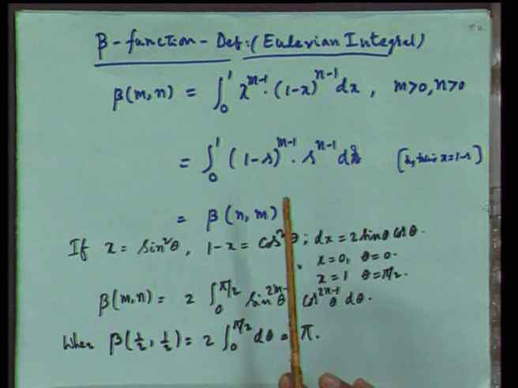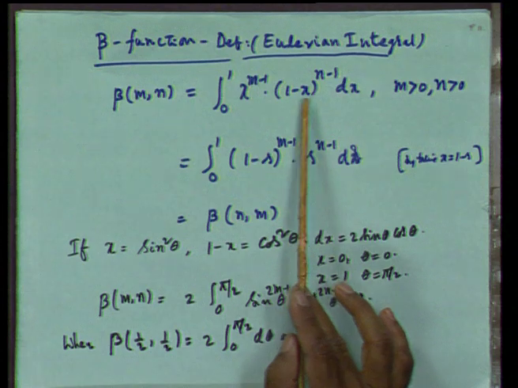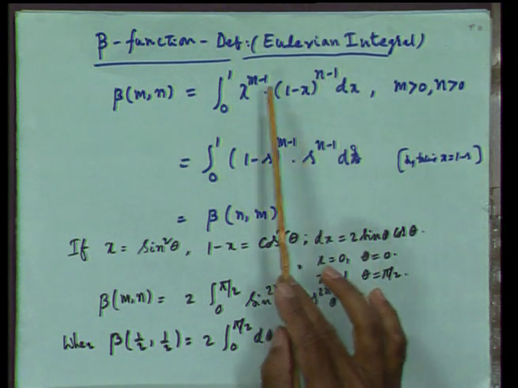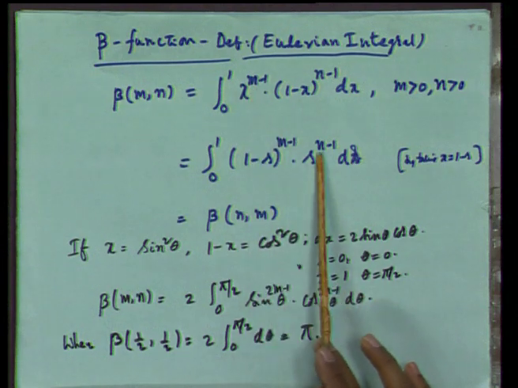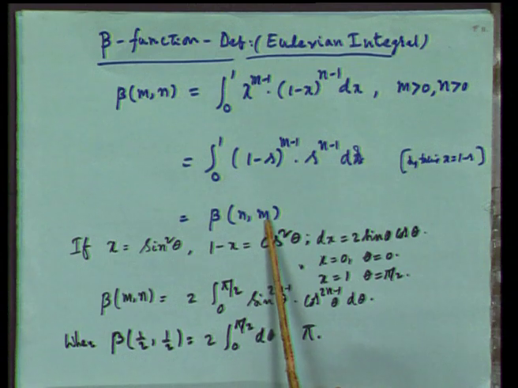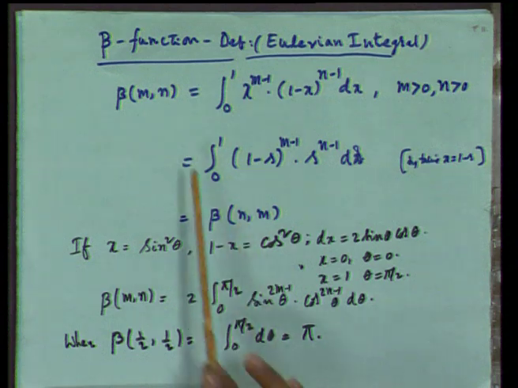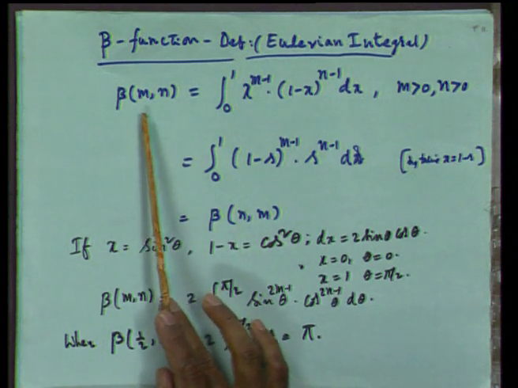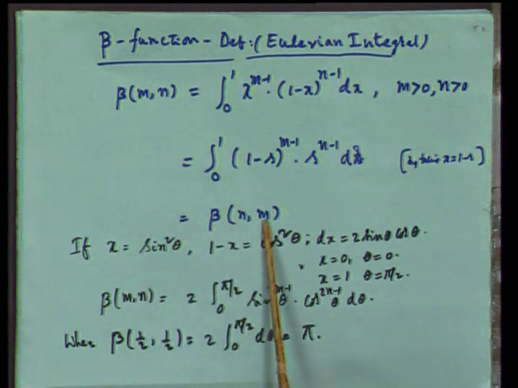So, this when compared to the original definition of x to the power of m minus 1, 1 minus x whole to the power of n minus 1, now in place of n you have m, and in place of m you have n. So, this is equal to, as per the definition, beta n m. So, your beta m n is equal to beta n m, that means you can interchange the arguments inside the beta function. Similarly, you can also obtain another form of the beta function.